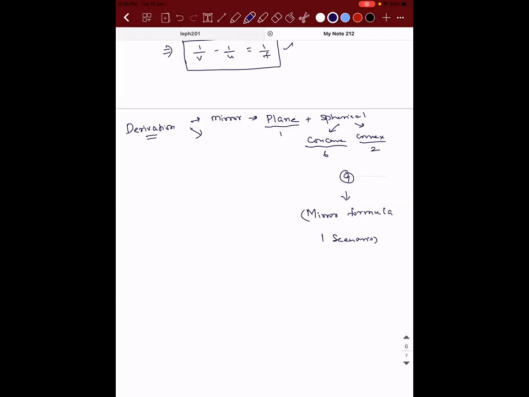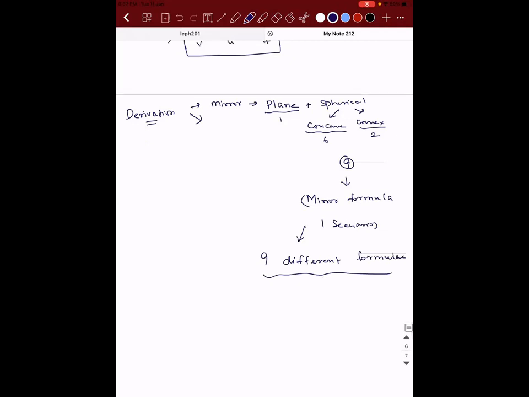Now, what about the other 8 scenarios? If you try to derive them without sign convention, what would have happened? You should have got 9 different formulae according to the situation. Correct? Nikhil is accepting this? Yes, sir. Right. But you never called it a mirror formula for this scenario. You generally call it a mirror formula.